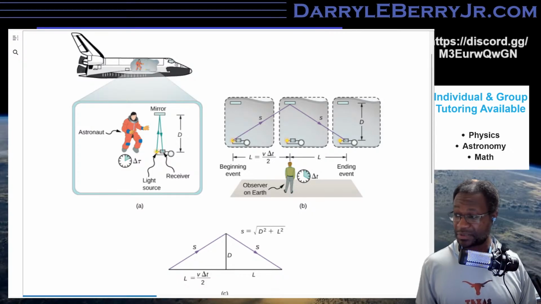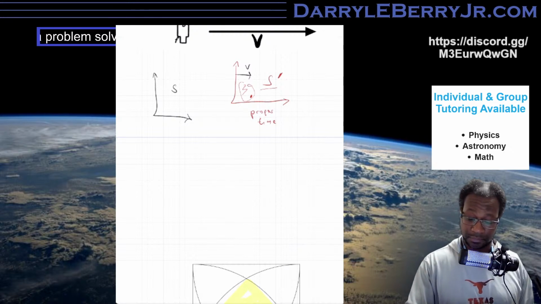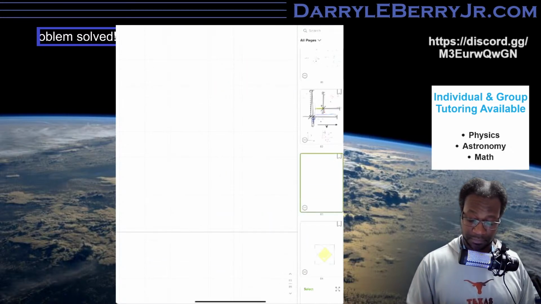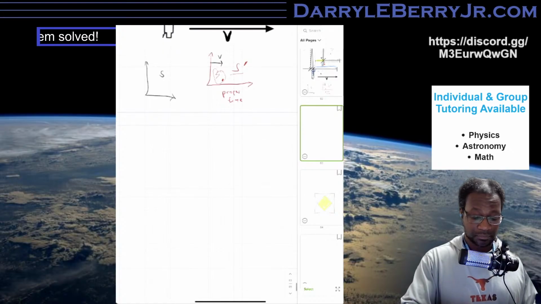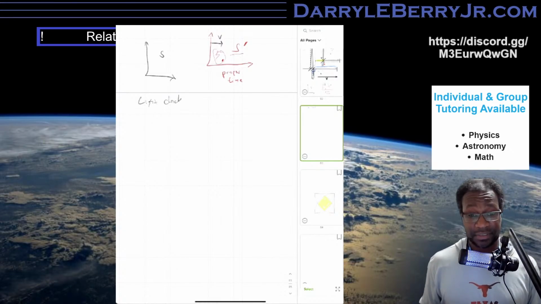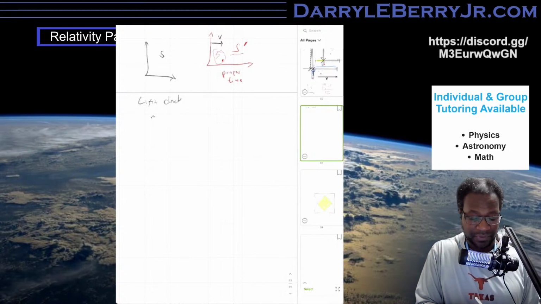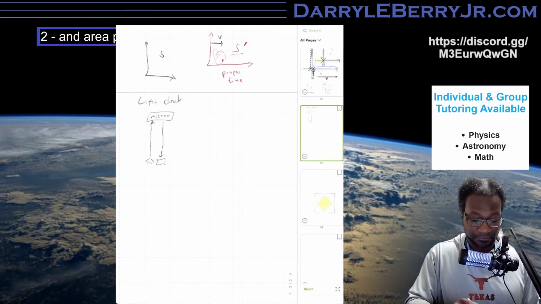So let's go back to the pad. So basically, again, this is like a light clock that'll allow us to get distance and time. So on the left side, we have the mirror, and the light beam here is going up, coming back down to the receiver. All of this is happening in the same spot.